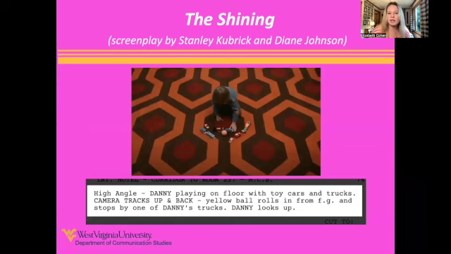And it mentions, okay, high angle. So there's a little bit of information that you get: a high angle of Danny playing on the floor with toys, toy cars and trucks, camera tracks up and back, yellow ball rolls in front of him. Also keep in mind that, in this case, the person who was going to be making the film was also writing the screenplay. So it might not even be so typical that you would get that sort of direction.